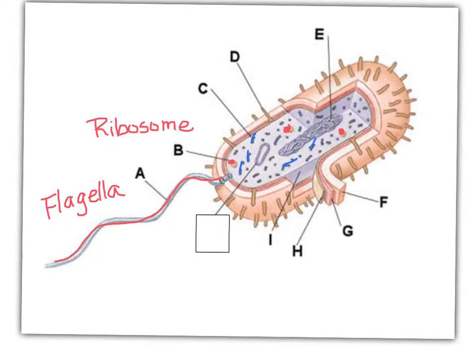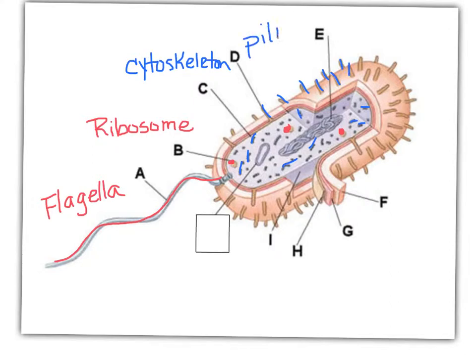Letter C, there are all these thread-like structures that are found inside of this bacteria cell, and those would be part of our cytoskeleton. We talked about cytoskeleton and its importance in maintaining shape in different types of cells, and we're going to identify that in this particular bacteria picture. Letter D happens to be these projections that are shorter than the flagella that are sticking outside of the bacteria, and we said earlier that those were pili.